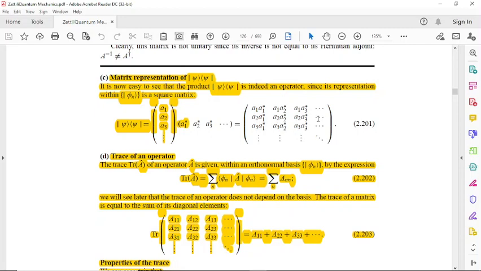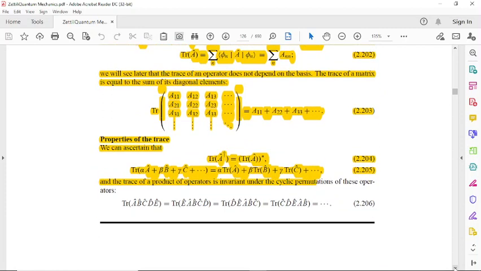Then the trace of an operator. You already know how to find the trace of a matrix as A11 plus A22 plus A33 plus and so on. Then the properties of the trace you have already learned from mathematical physics: trace of A dagger is equal to trace of A whole star. Trace of alpha A plus beta B plus gamma C is equal to alpha trace of A plus beta trace of B plus gamma trace of C, and so on, where these are complex numbers.